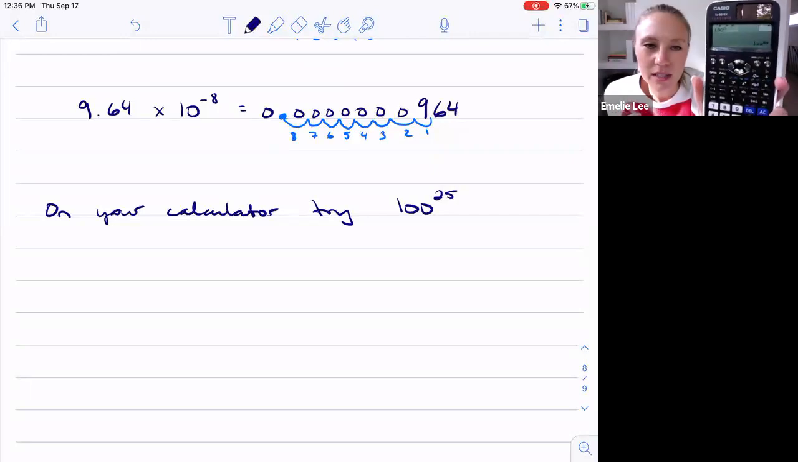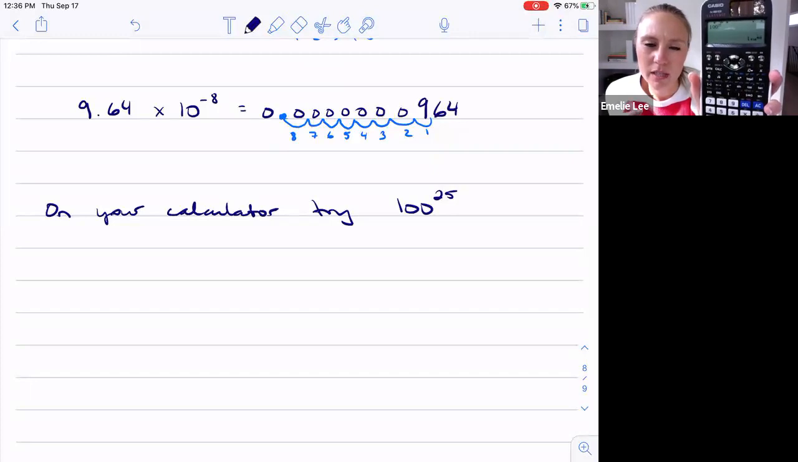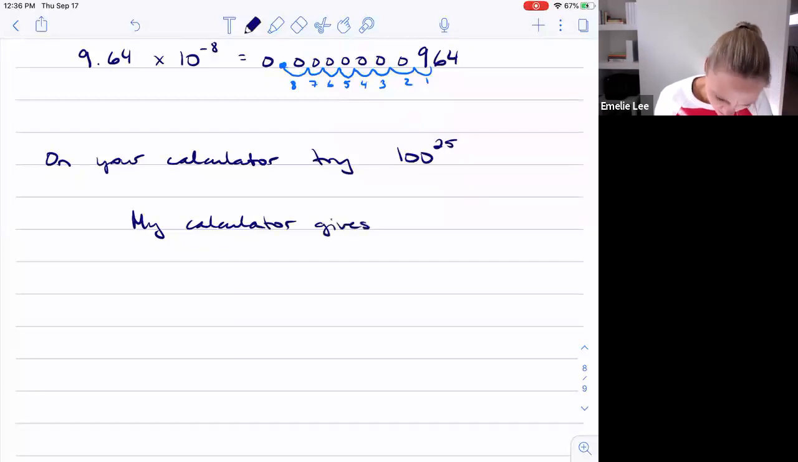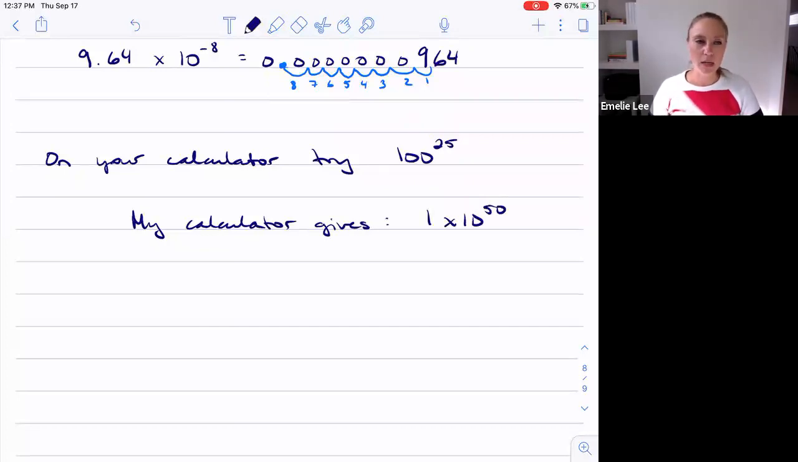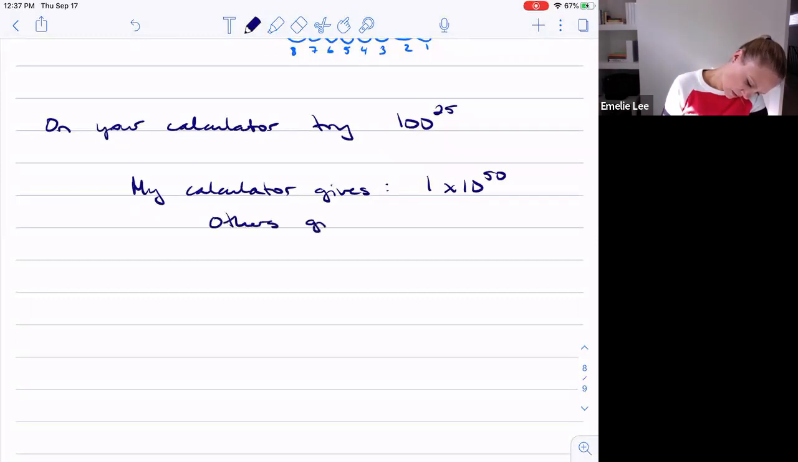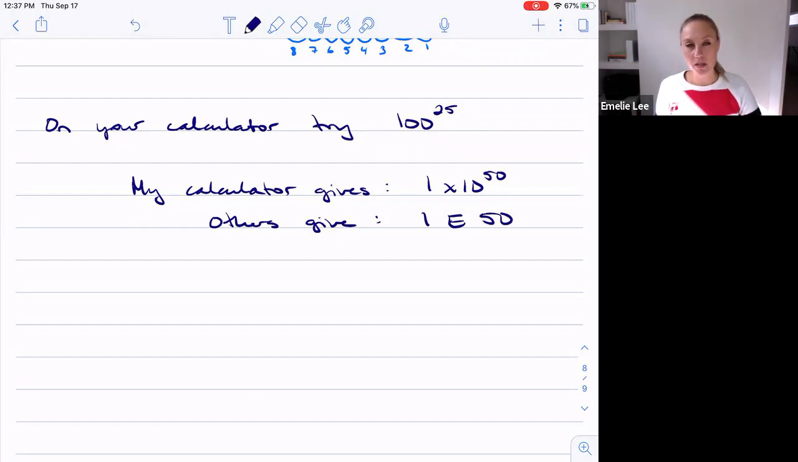Equals. So this calculator just gives me scientific notation: 1 times 10 to the power of 50. So exactly scientific notation. That's great. Others give things like 1 capital E 50. So that's an option. You just read it as 1 times 10 to the power of 50. So it's just a matter of recognizing when your calculator is giving you scientific notation.